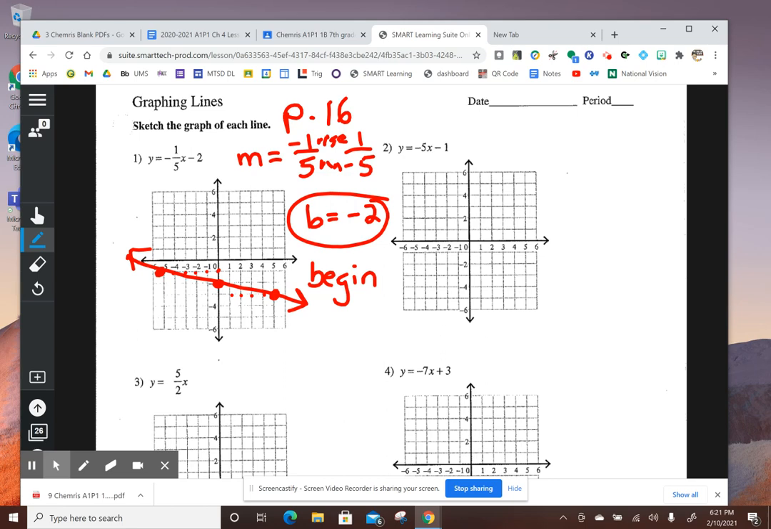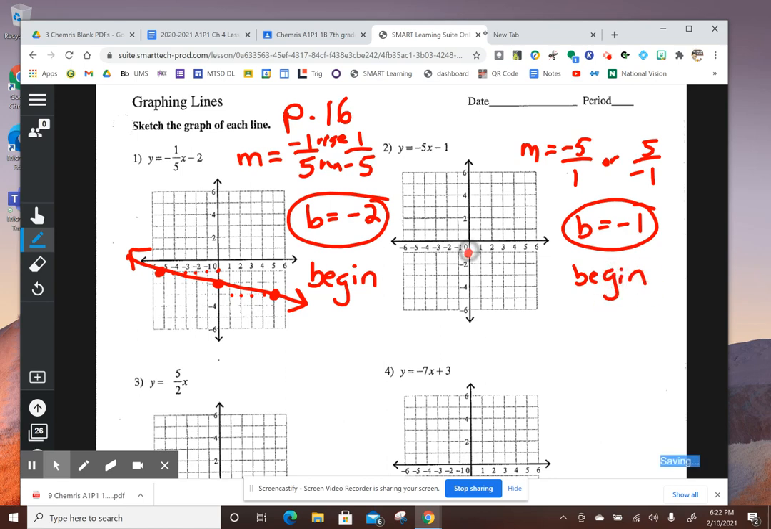Okay, so now we look at the next one, and we identify the slope. And again, it's negative, so it's either -5 over 1 or +5 over -1. And b equals -1. I circle that and put begin, because that's where we always begin. So I begin on the y-axis at -1. This is my rise. This is my run. So I either rise -1, 2, 3, 4, 5, and run +1, or I go up 1, 2, 3, 4, 5, and over -1. And that's my line.